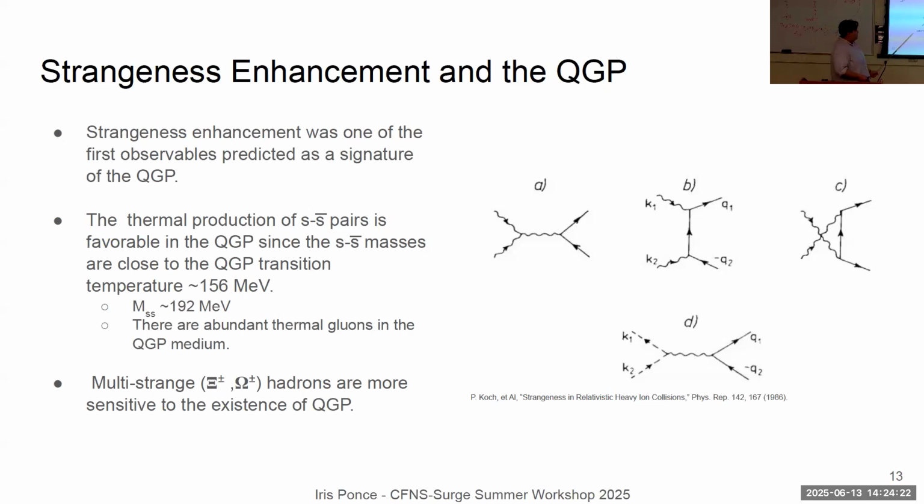there was a paper in the 80s that proposed that the thermal production of strange and anti-strange quark pairs is favorable because their masses are lower than the QGP temperature, which is about 300 MeV, but it's also really close to the transition temperature from QGP to hadron gas. So you'll have a bunch of gluons around, and so it's really easy to create these quark pairs through the gluons. Okay, and the threshold energy to make a lambda is pretty high. So we believe that multi-strange hadrons are extra sensitive to the existence of QGP.